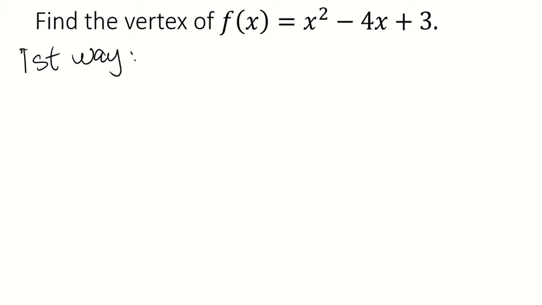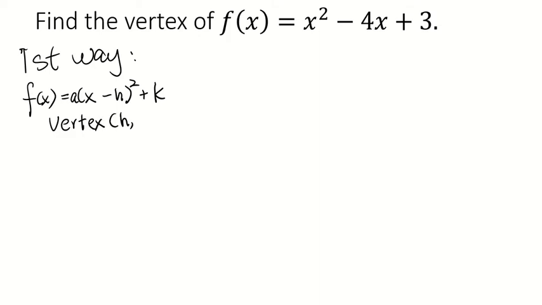First way is to turn it into the vertex form by completing the square. So remind you, the vertex form goes like this, okay, with a, with the vertex being (h, k). So we will turn this equation into the vertex form by completing the square.